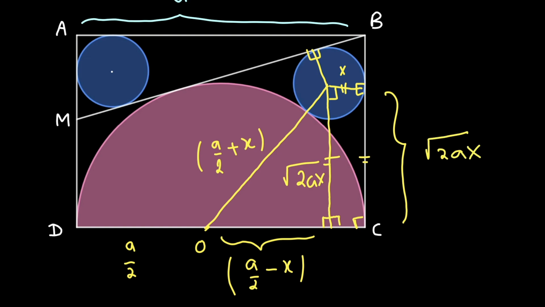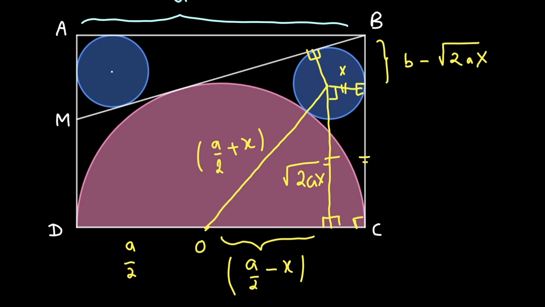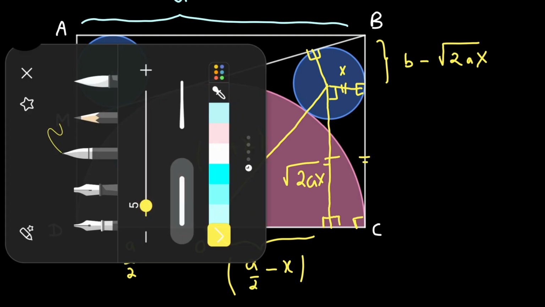The complete length from B to C is the breadth of this rectangle that was given as a variable b. Therefore, the remaining distance, that is from the point B to this perpendicular, would be simply longer minus the shorter. So that would simply give me b minus square root of 2ax. Now this was some basic markings of the lengths present in this diagram. Now we are going to proceed to an important step.